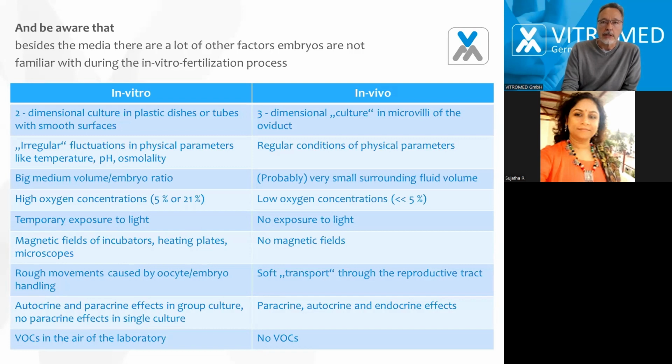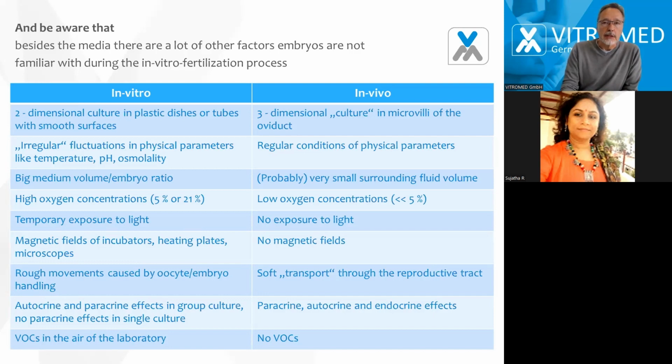We use high oxygen concentrations, 5% in reduced form, or 21%. In the body, it's even lower than 5%. It's about 1.5%. This I know from a paper from Henry Leese, a very famous embryologist. They did some studies showing that the oxygen concentration is definitely lower than what we use.